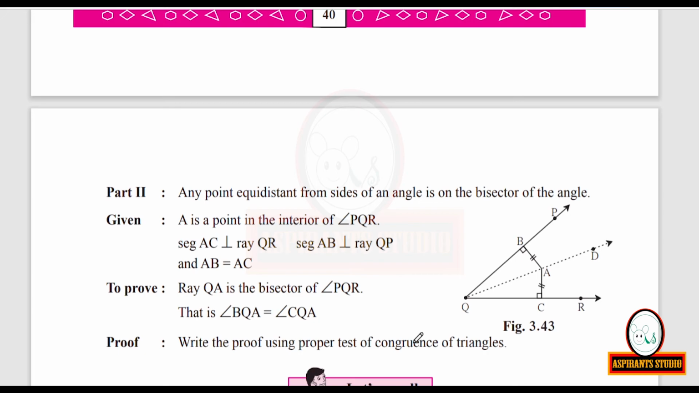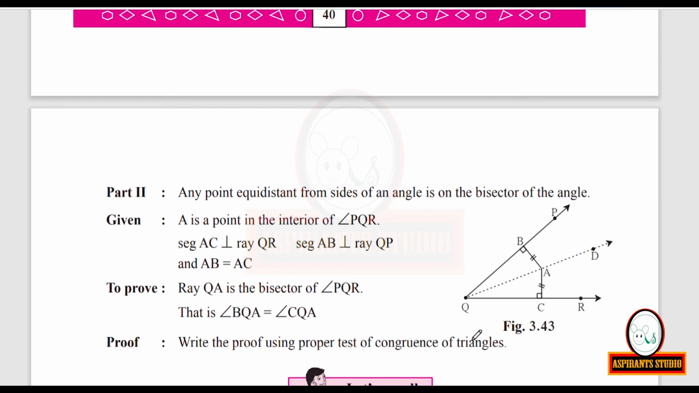Therefore, triangle ABQ is congruent to triangle ACQ by hypotenuse side test.